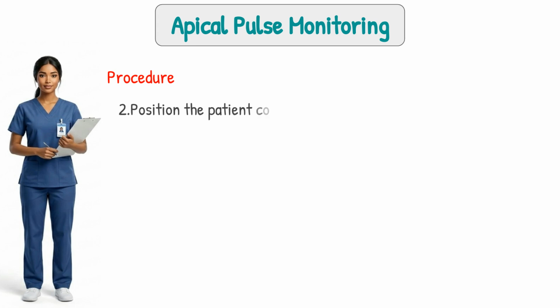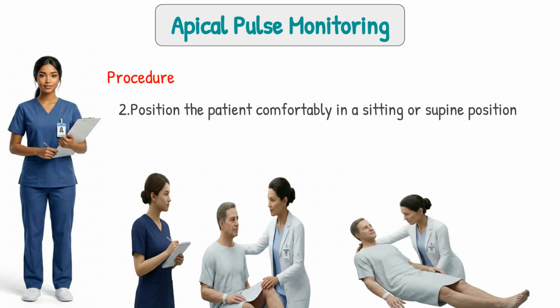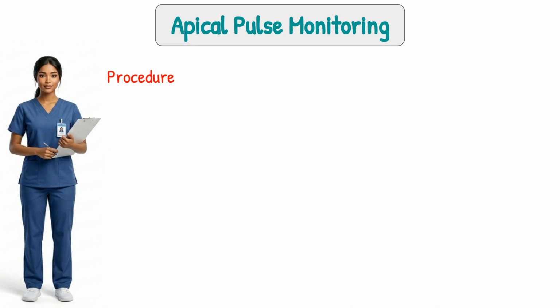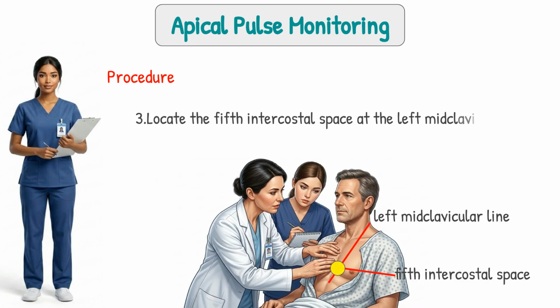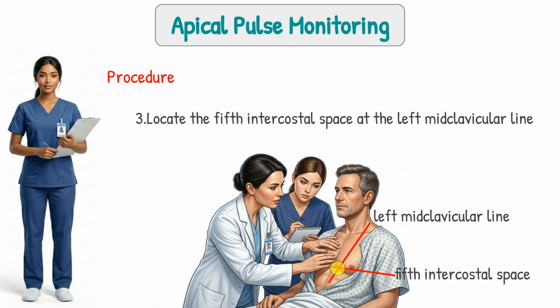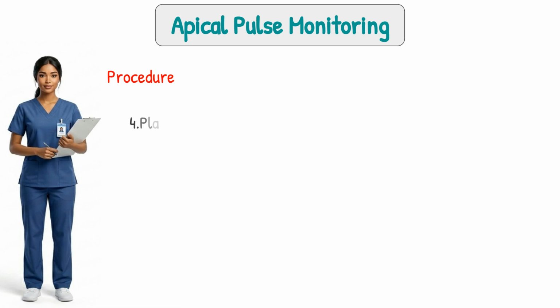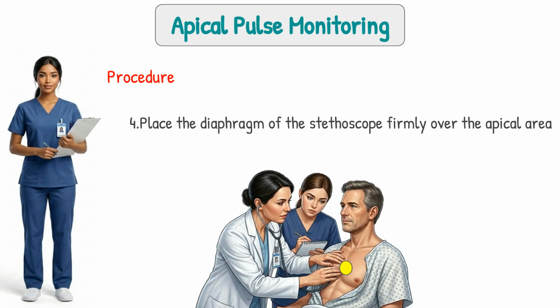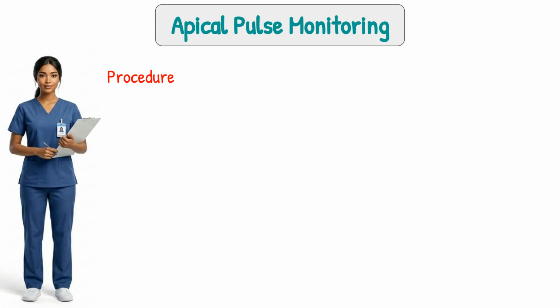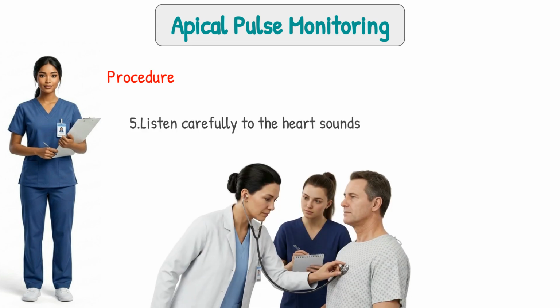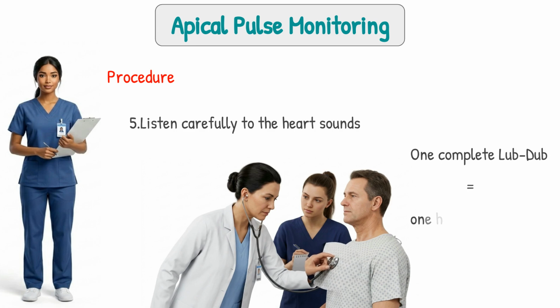2. Position the patient comfortably in a sitting or supine position. 3. Locate the fifth intercostal space at the left midclavicular line. 4. Place the diaphragm of the stethoscope firmly over the apical area. 5. Listen carefully to the heart sounds. You will hear two sounds. Lub-dub. One complete lub-dub equals 1 heartbeat.